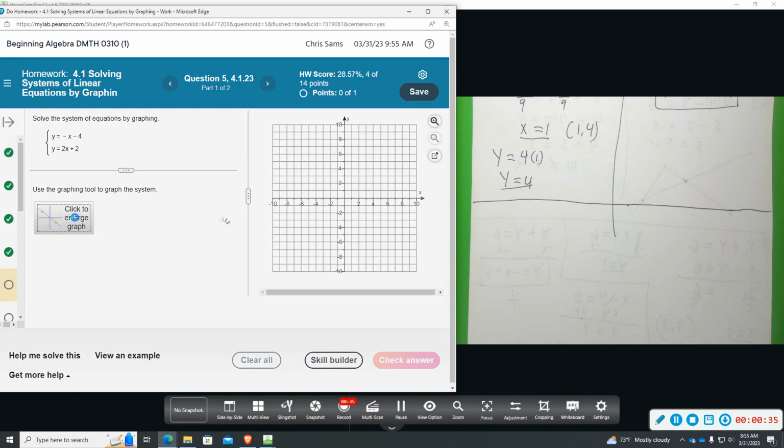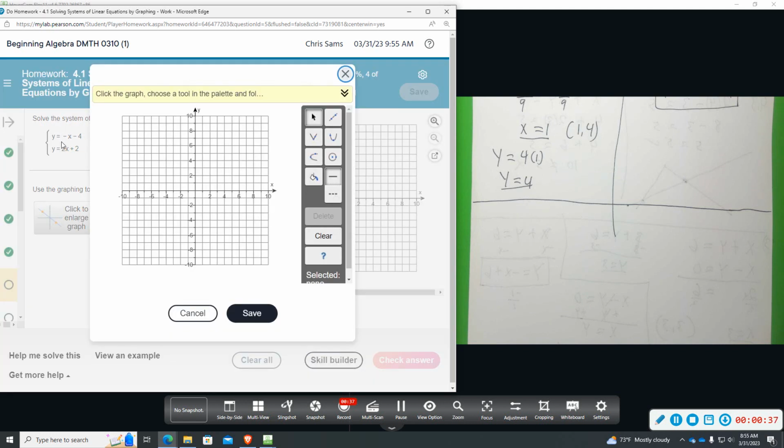So I'm going to click graph, and I can see my two equations here. I'm going to click the line tool, and the first equation I'm going to start at -4. So I'm going to go to the y-axis, and I'm going to go down to -4. And then my slope is -1, so that means starting from this point, I'm going to go down 1 and right 1. Make the next point, and I get that line.